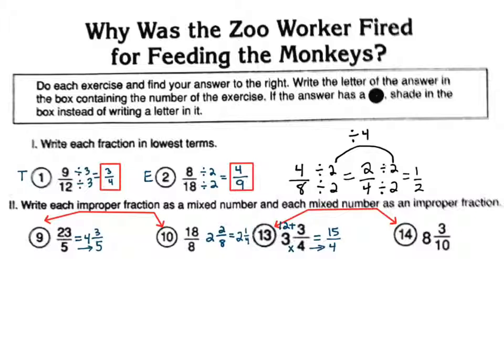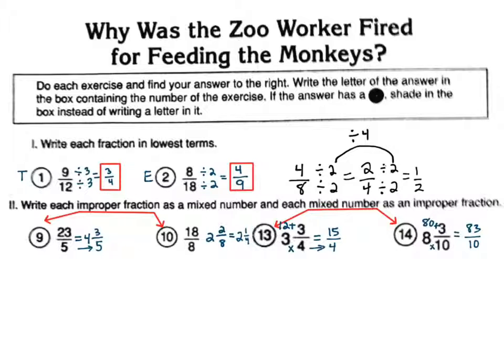Now, the nice thing about this is if it's already in simplest form, you're not going to have to simplify your mixed number. But if it's not in simplest form, then you'll have to do that. But most of the time it's in simplest form. Right over here we go 8 times 10, which is 80. And 80 plus 3 is 83. And don't forget just to bring it straight over, 83 over 10. So that's that section. Pretty easy.